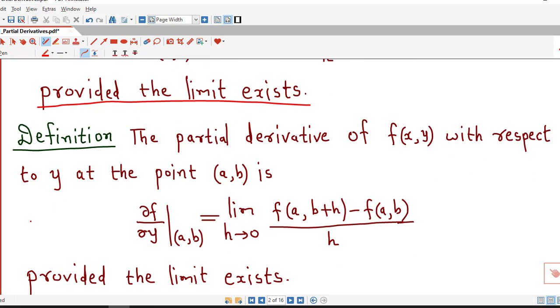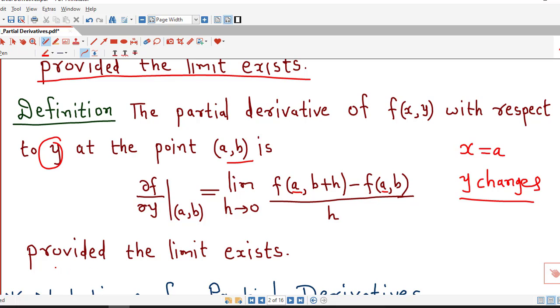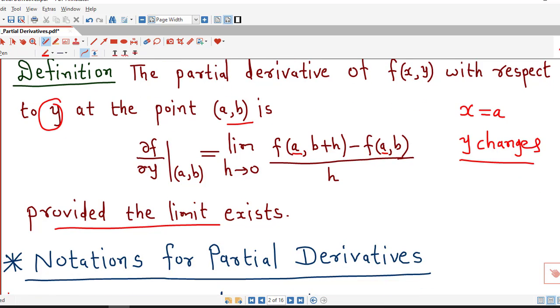Similarly, the partial derivative of f(x, y) with respect to y at this point is given by this limit. Here we assume that x is constant and y changes. So we write x equal to a, x is constant, and we assume that there is a change in y. So here we write f(a, b plus h) minus f(a, b) divided by h. So if this limit exists, then the partial derivative exists at the given point.